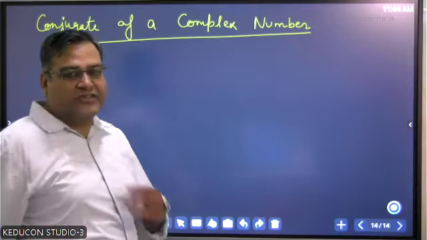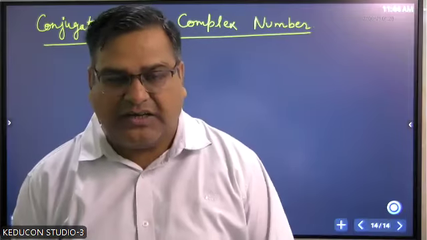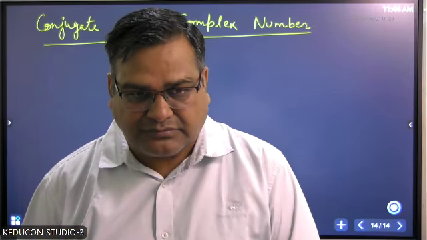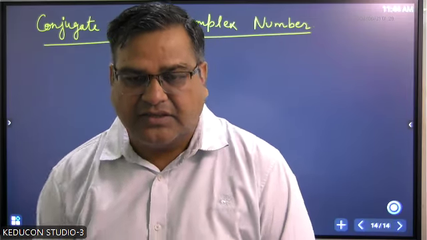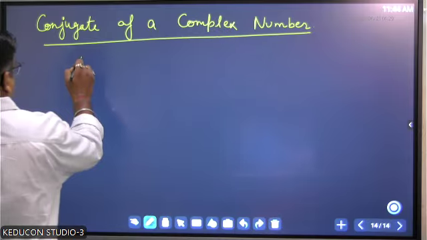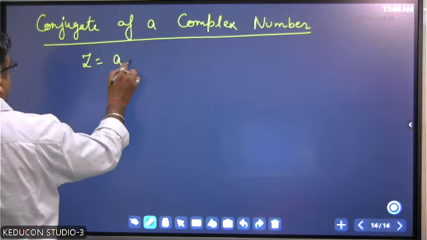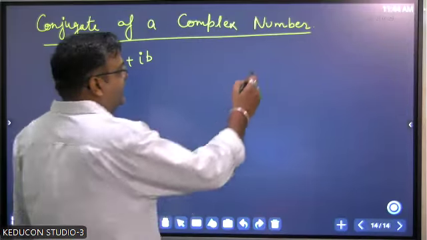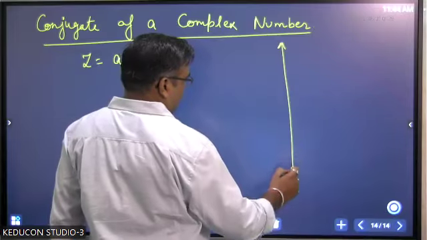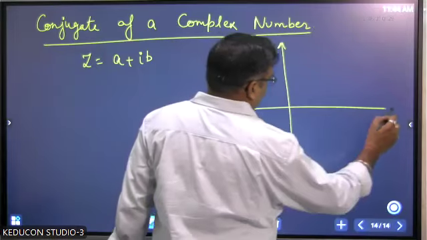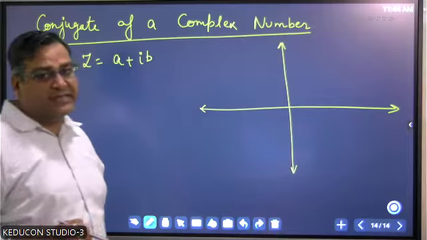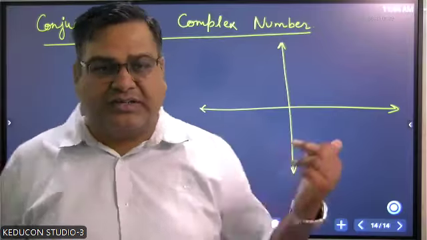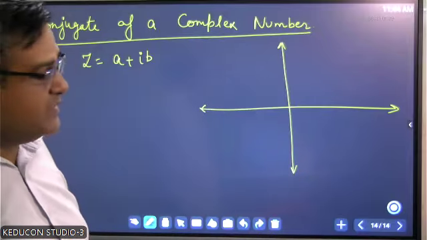What do you mean by the conjugate of a complex number, students? Who will tell me what is the meaning of conjugate? See, if we have any complex number z equal to a plus iota b, if we represent it in a two-dimensional plane, although this topic is not in your syllabus, by understanding this graph you will be in a better position to understand the concept of conjugate of a complex number.